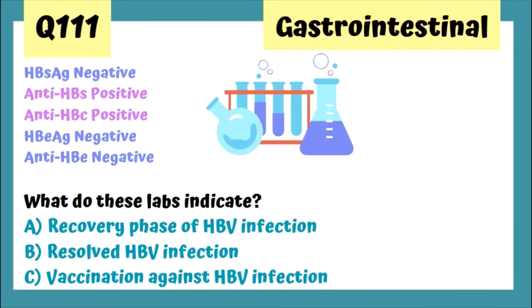Question 111. What do these labs indicate? Where a person is anti-HBs and anti-HBc positive? That's a resolved HBV infection. That's why they have the antibodies against these HBs and HBc.